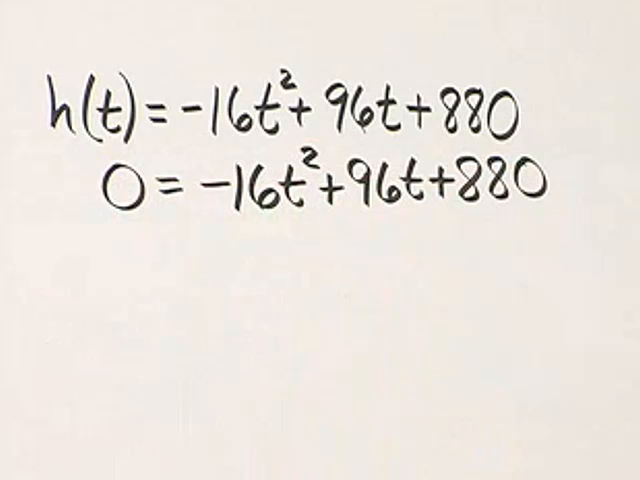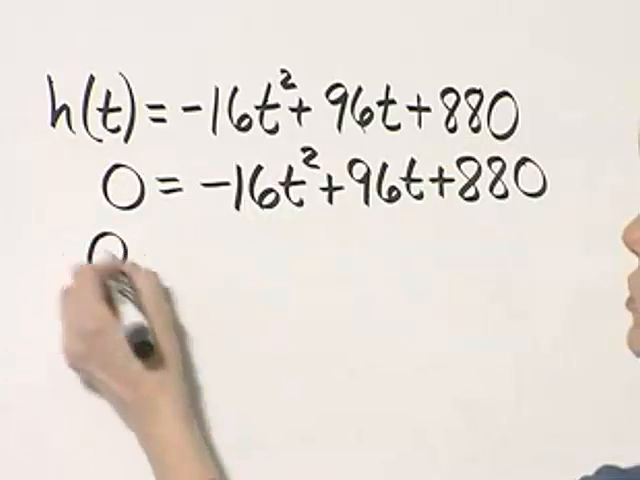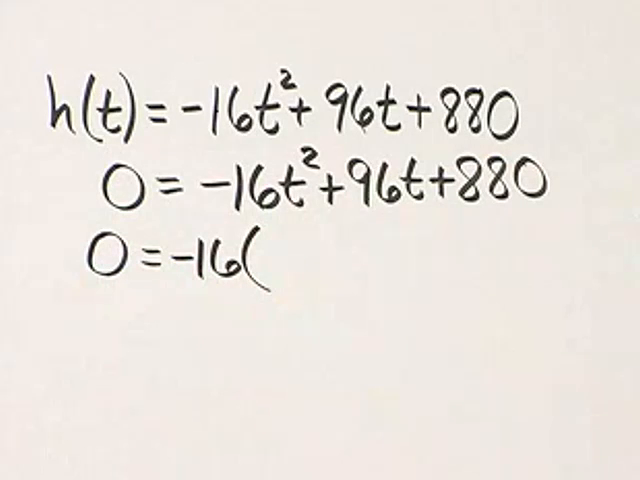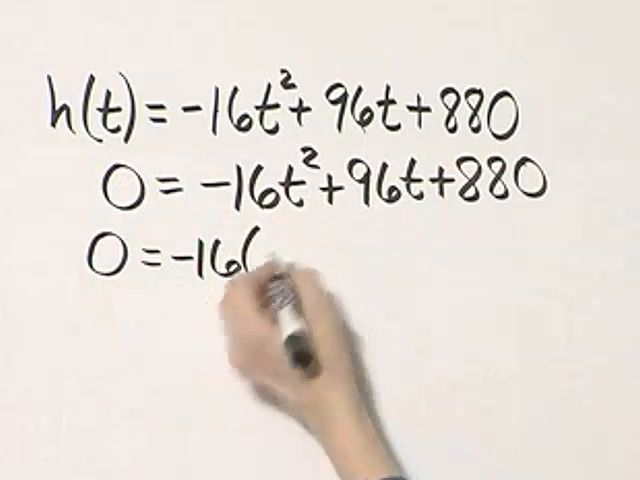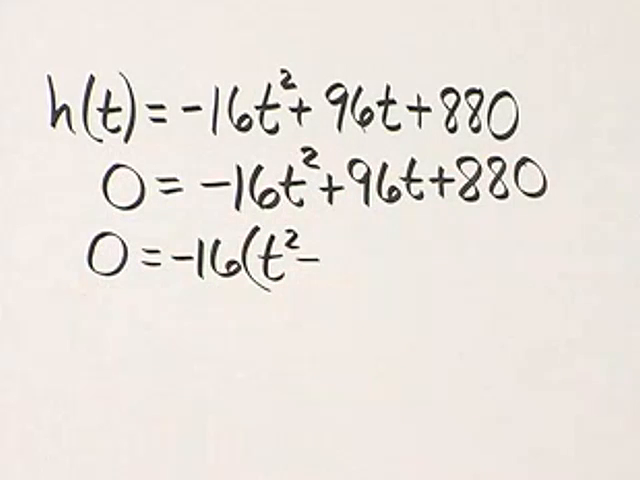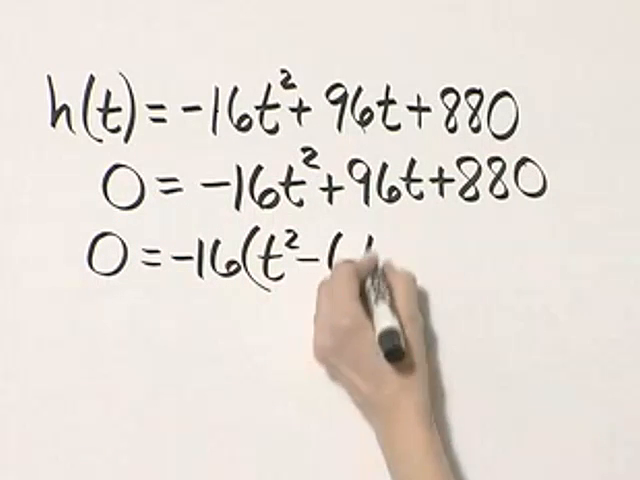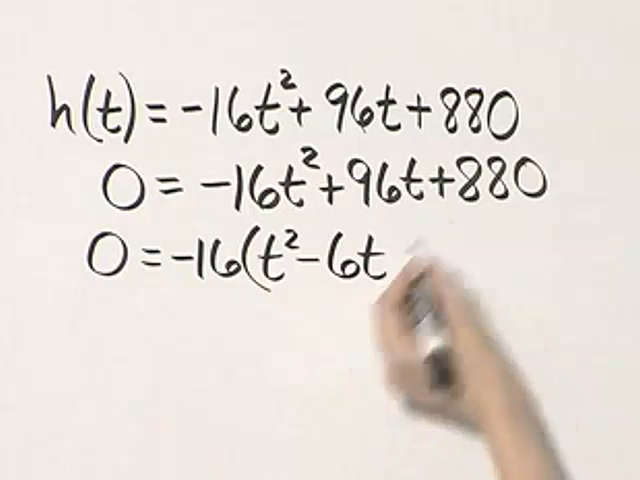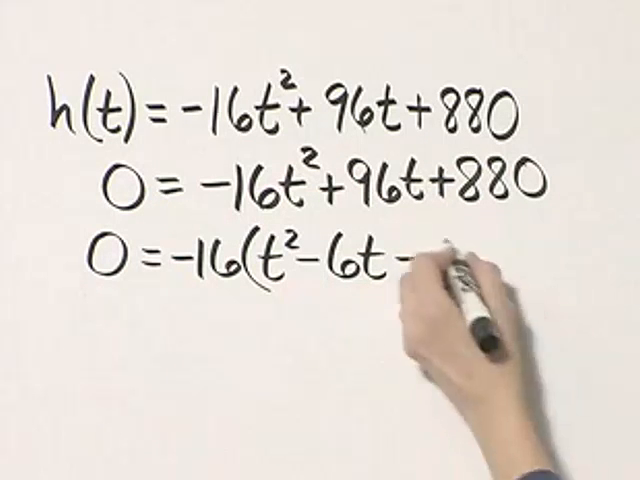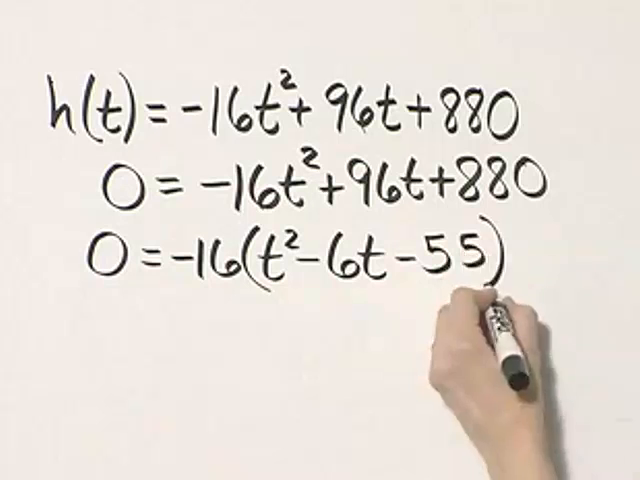How do we solve this quadratic equation for t? Notice, first of all, you can factor out a common factor of negative 16. This term divided by negative 16 is t squared, minus 96t divided by 16 will give me 6, and then I have my t, and then I'll have a minus, and 880 divided by 16 is 55.